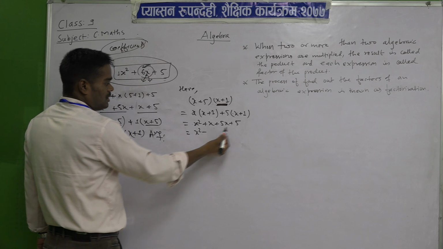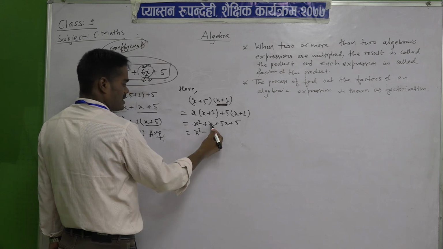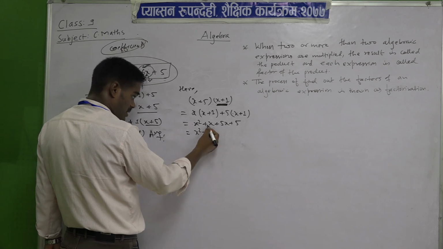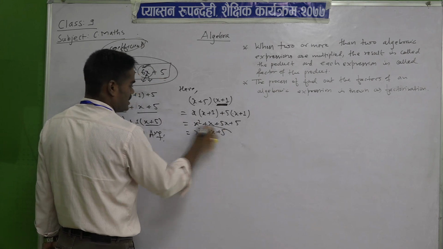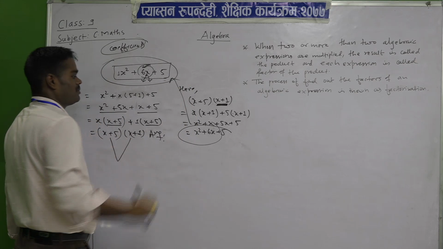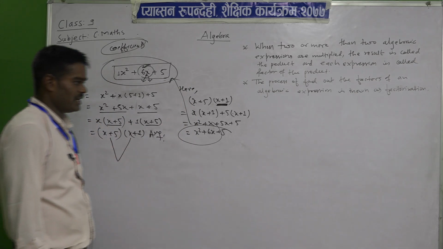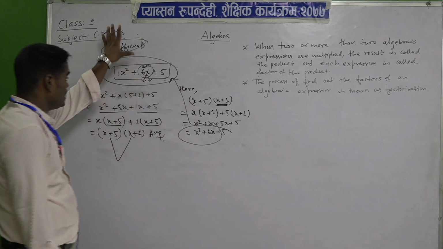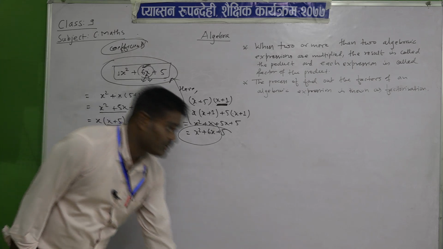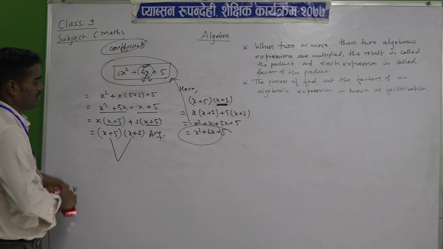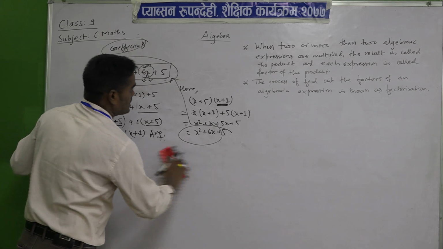So like terms are added. Here plus x plus 5x means, here is 1x, 1x plus 5x means what? Plus 6x plus 5. See, the product is the same. The product is the same. So in this way we have to factorize, we have to find the factor of the given expression.